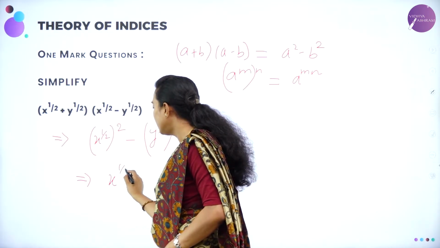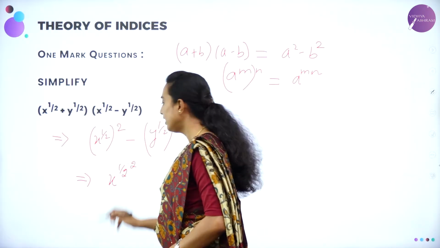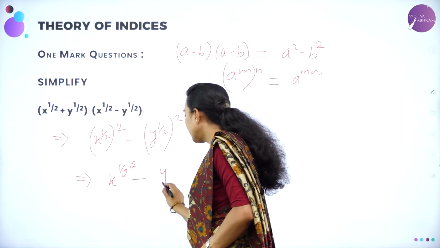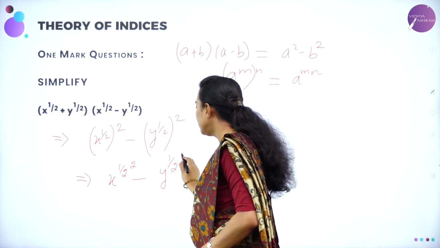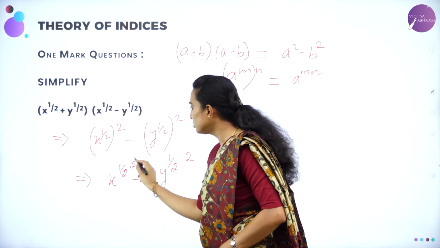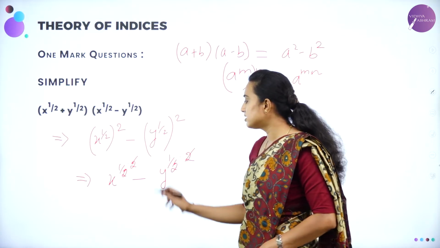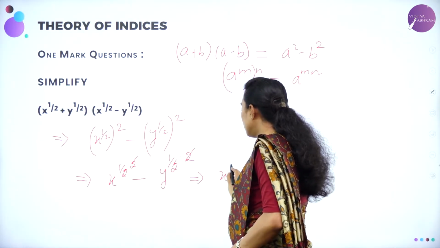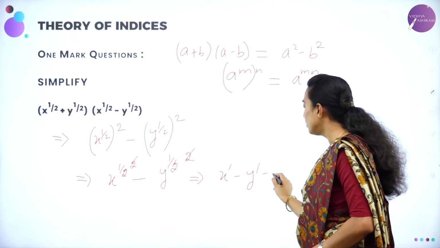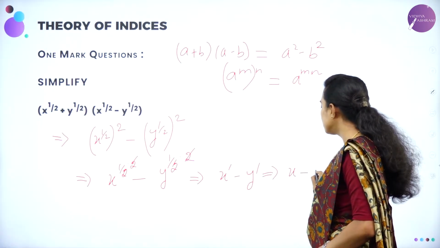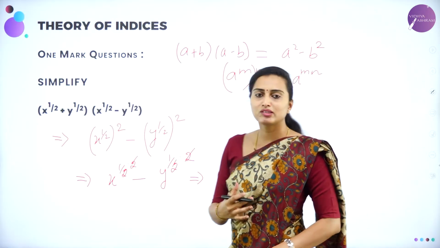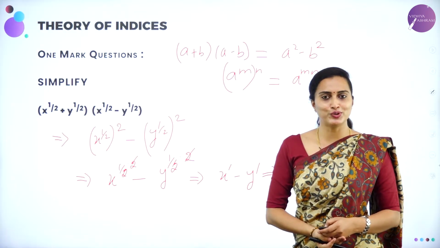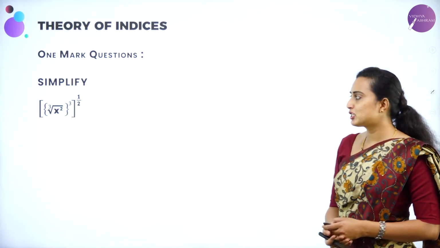So you are going to write it as a power m dot n: x power 1/2 dot 2 minus y power 1/2 dot 2. Here 2 will get cancelled, 2 will get cancelled. You are going to remain with x power 1 minus y power 1, which implies x minus y. That's it. So this type of problem will also be asked for 1 marker. Is that so easy? We'll be moving on to the next problem.